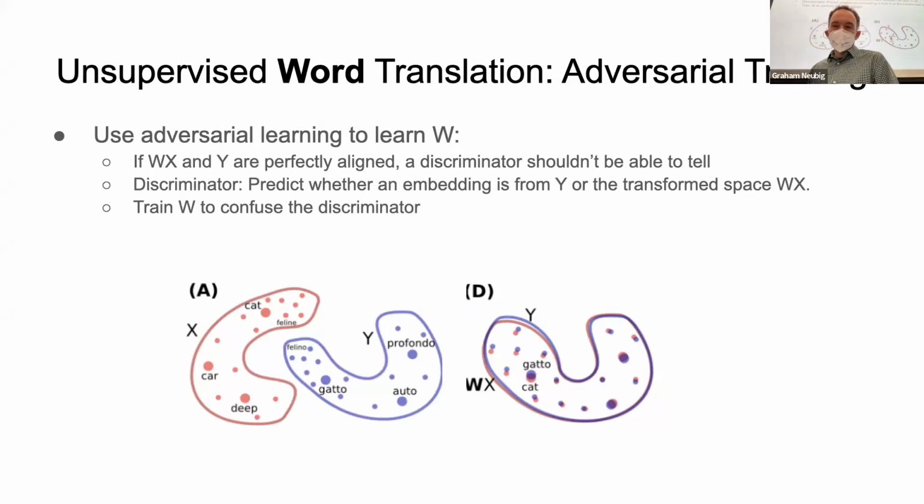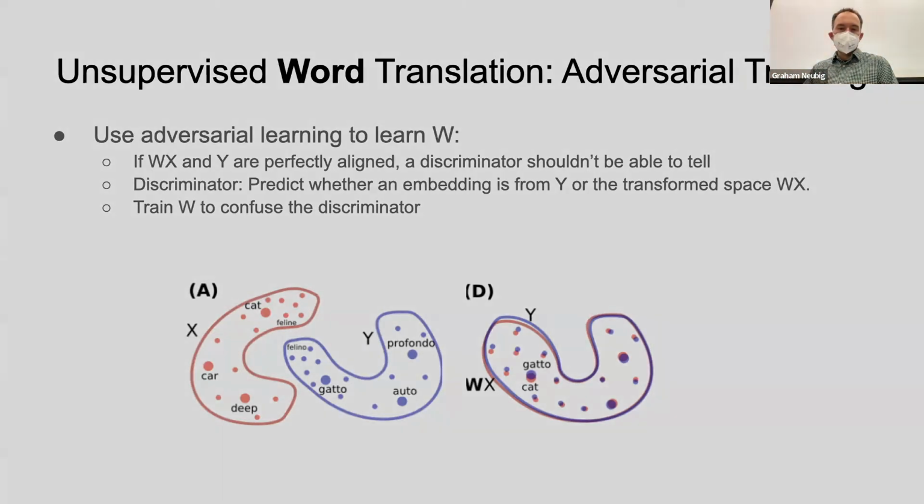Also, an auxiliary point is that there are very few languages in the world where you don't have any dictionary whatsoever. If there are languages that don't have a dictionary, they also probably don't have written text that you could learn word embeddings from. So completely unsupervised, you might not need it, but you might want to do something with just a dictionary.